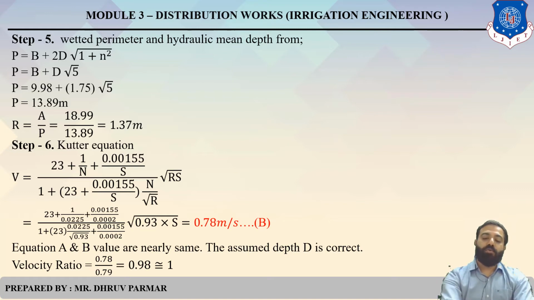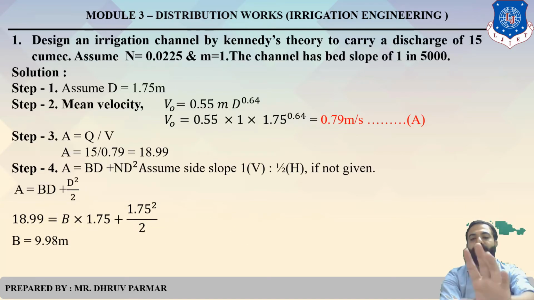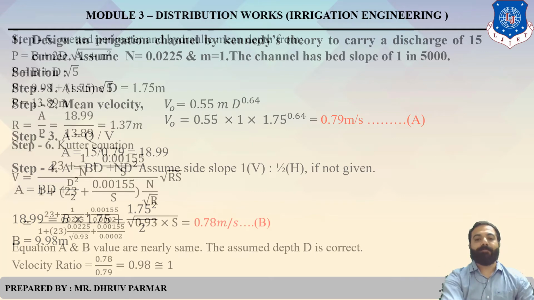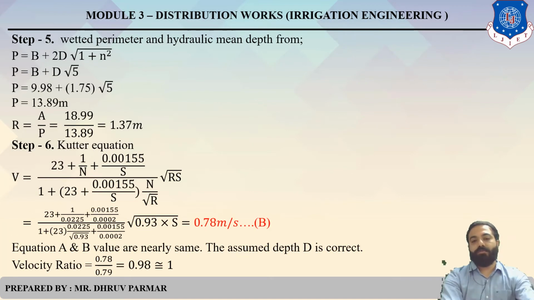0.78 meter per second. So here, sorry, in the first equation the mean velocity was 0.79, here it is 0.78. So the values of Vk and Vc are approximately the same. So the assumed depth D is correct. Clear?